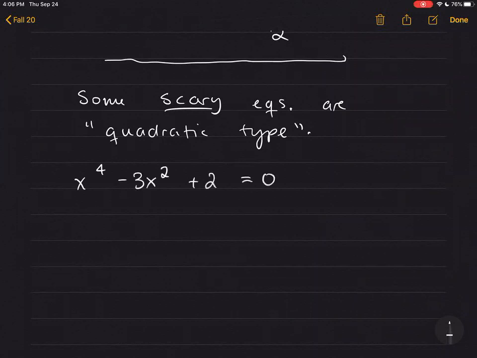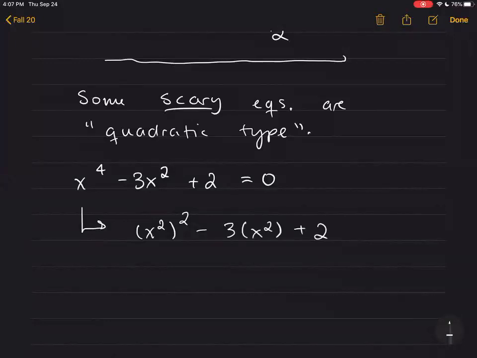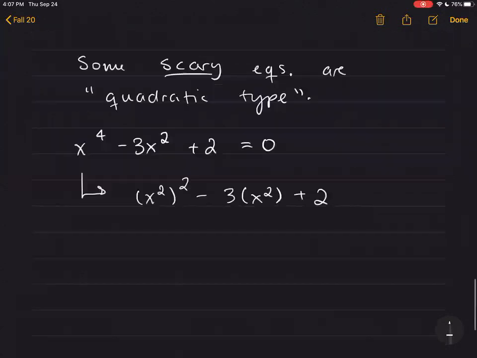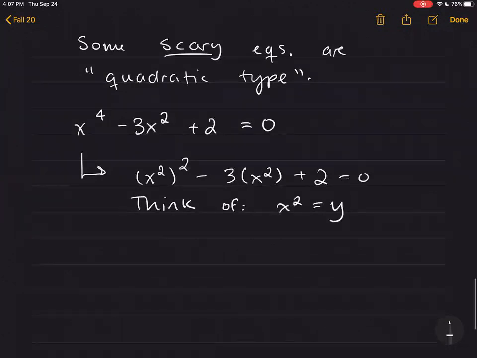Now, the key thing to note here is that we can write this as x squared, squared, minus 3 times x squared, plus 2, right? So all the powers of x here are even. So then if we wanted to, we can think of x squared as another variable. Let's call it y. So you can see that this becomes y squared minus 3y plus 2 equals 0. And that's just a simple quadratic.